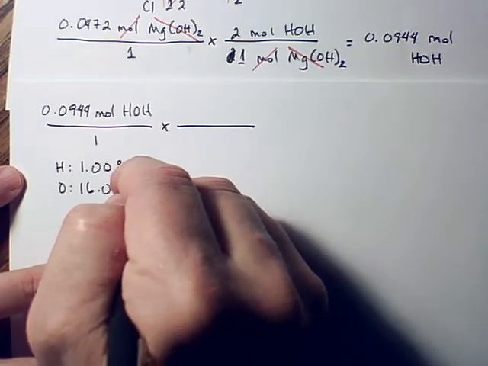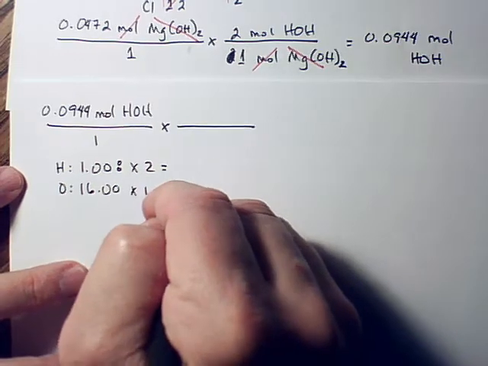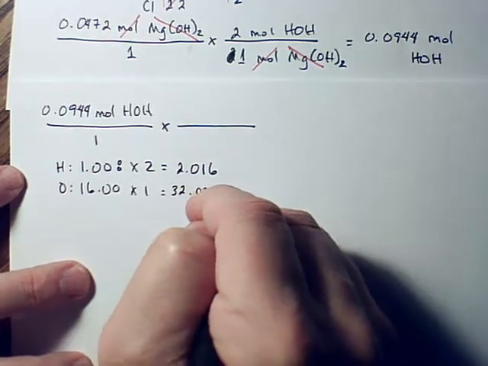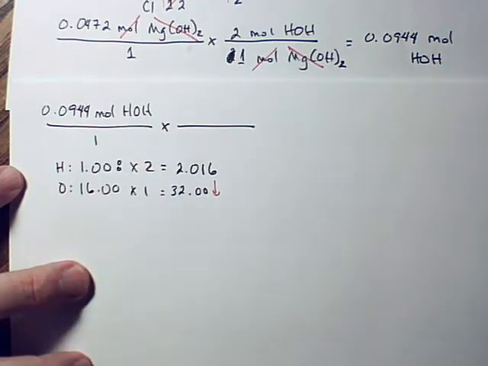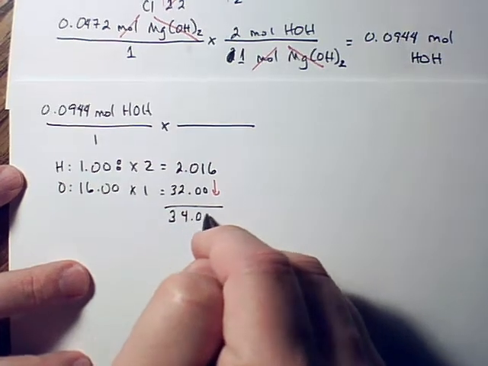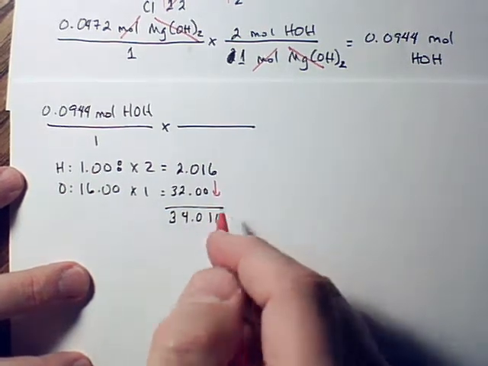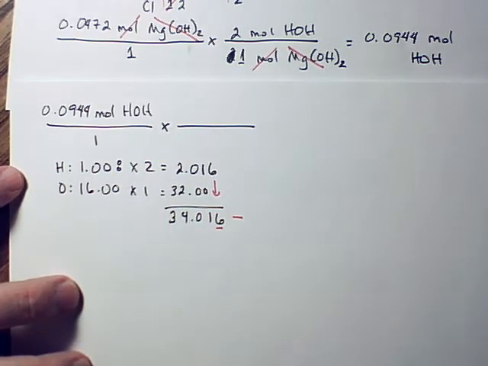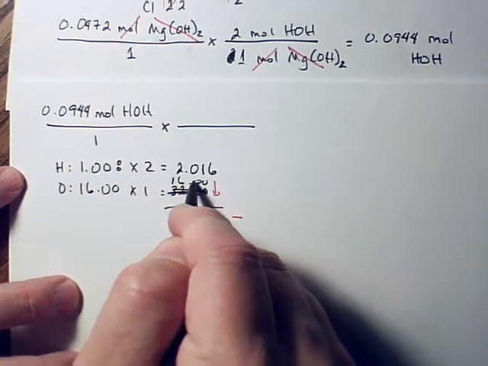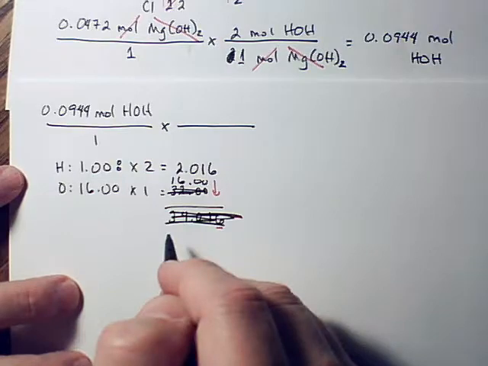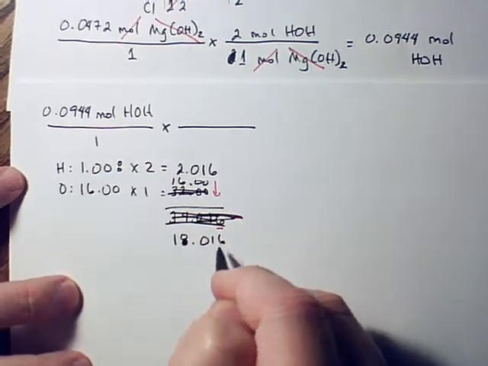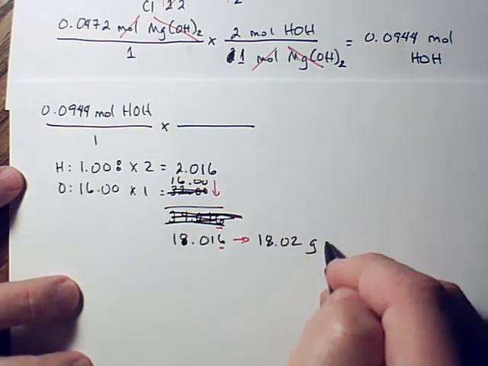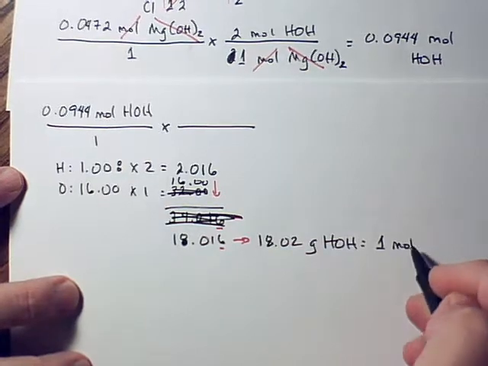Okay, I've got 2 of these hydrogens, 1 of these oxygens. So I get 2.016, and I get 32. Oh, I don't know why I did that. I was thinking about where I multiplied by 2 a while ago. Thank you for catching that. It's 16. Okay, let's go back and do that again. So that's going to be 18.016. We still underline that last digit and round it off to 18.02 grams of HOH equals 1 mole of HOH, or H2O.